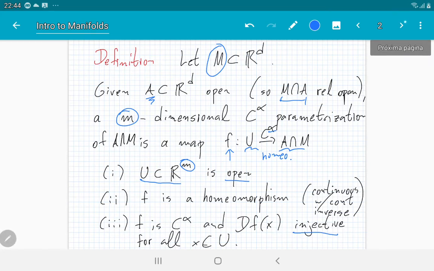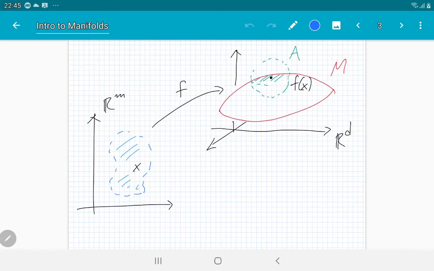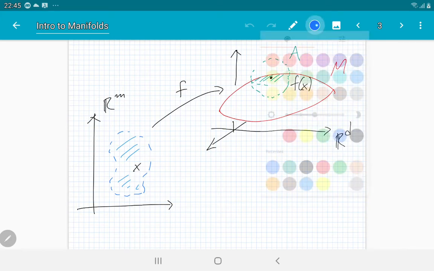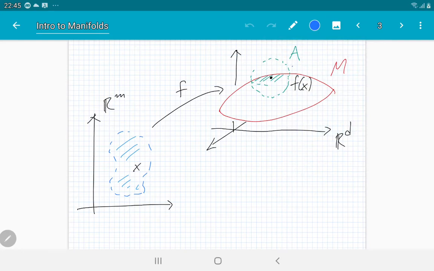So let's try to give a geometrical meaning to that, at least some intuition. So the definition is more or less like this. So I have M, I have this A, and here in green, this dashed area here is A intersection M. And F is a mapping from an open subset of R^m to this intersection A intersection M, and it's supposed to be a homeomorphism, so it's continuous with a continuous inverse. It's also smooth, with alpha derivatives, all continuous.